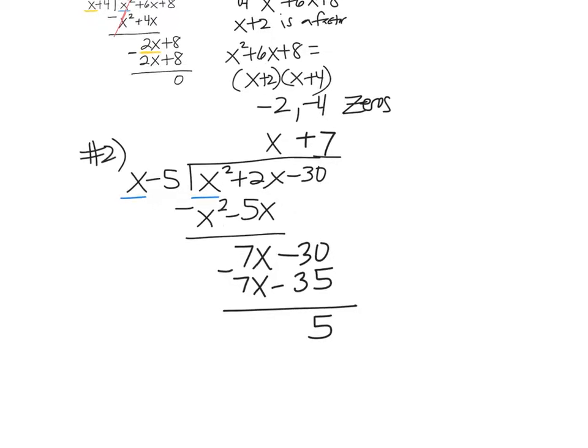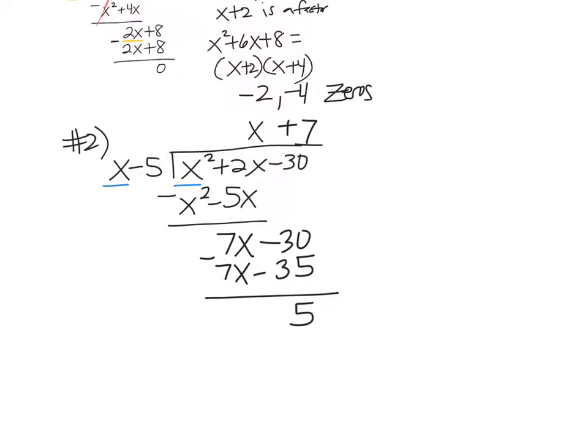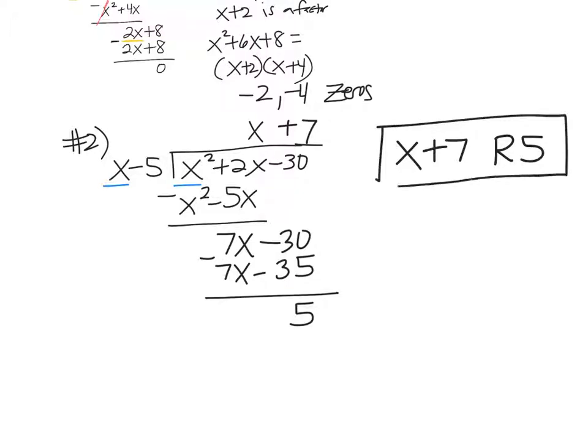Now there are 2 ways to write this answer. One way is to write x plus 7, remainder 5. Do you remember that little r? Yeah, I know, Bobby. Isn't that terrible? That's how the book writes it. That's the answer. X plus 7, remainder 5.